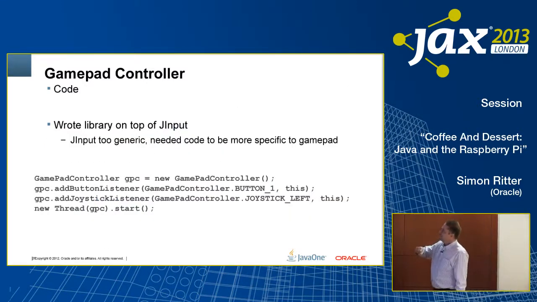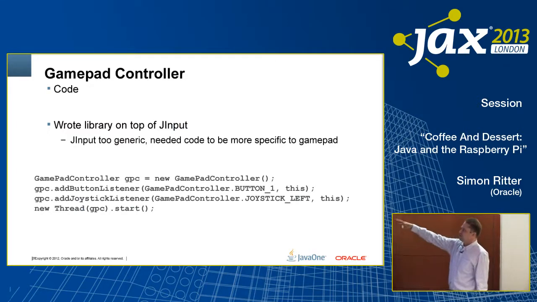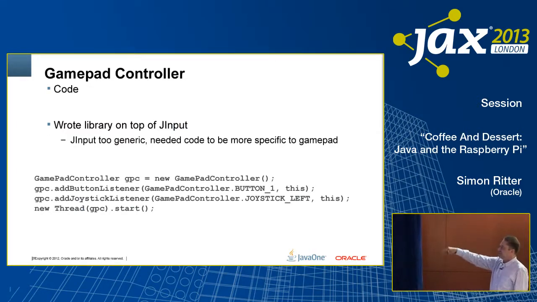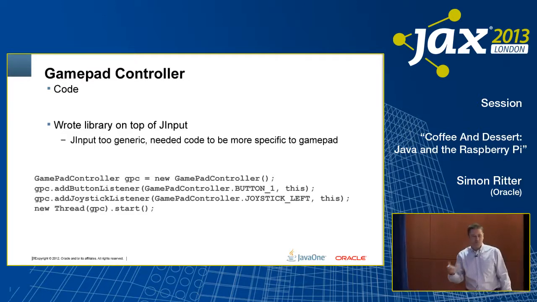Again, from a programming point of view, what I did was I wrote a small library on top of the JInput library just to give me a high-level function. So I could register listeners for particular things and then say, okay, if I press button 1, I want to do this. If the joystick is moved this way, then I want to do that.